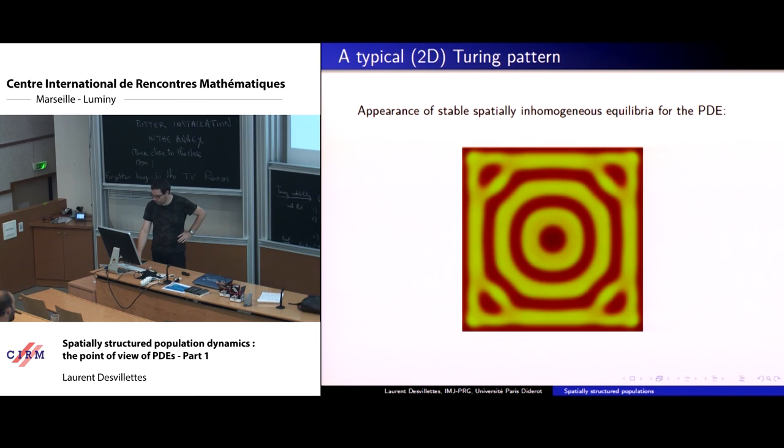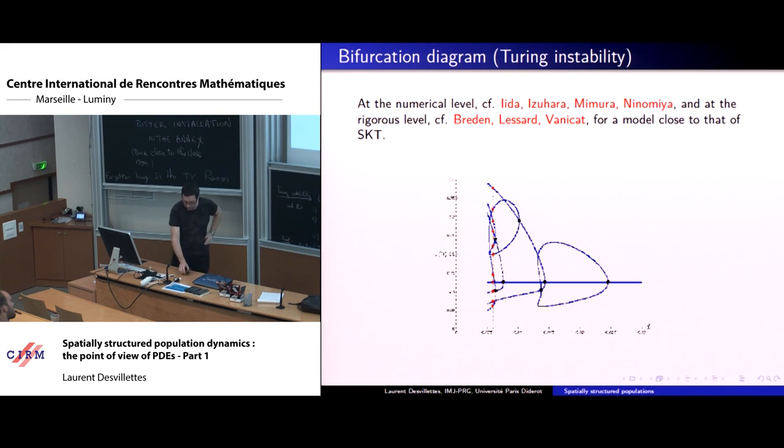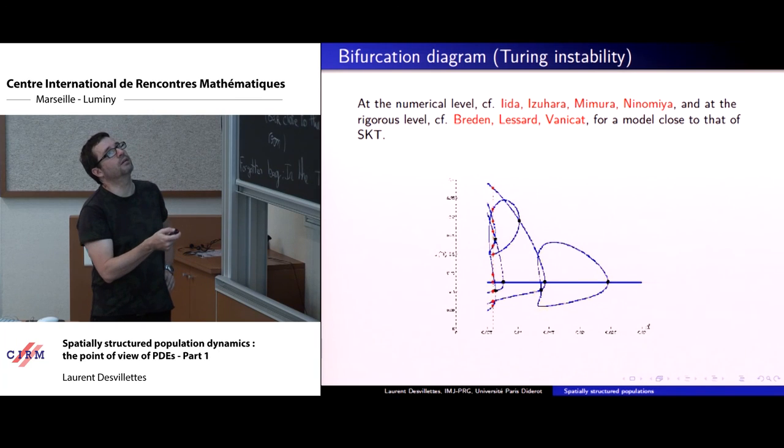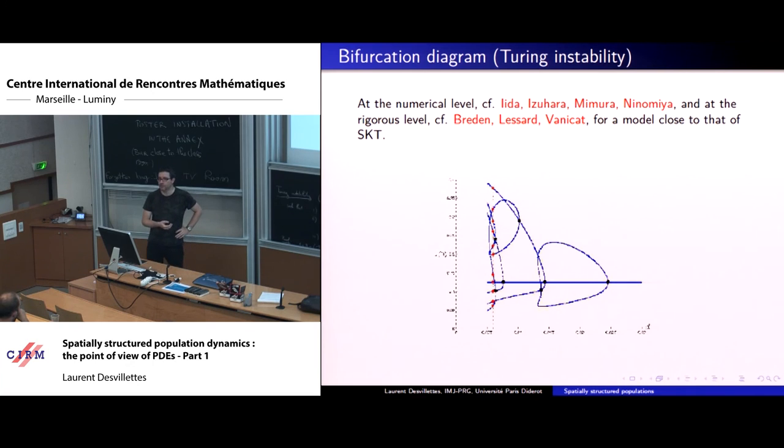So I have one more minute. So let me just finish by explaining very briefly this picture here. So this is a picture which was obtained thanks to software which computes bifurcations. And so those people here, they took the Shigesada Kawasaki Teramoto model, which I wrote in the previous slide. They considered the triangular case, and they let one of the parameters in the model move, typically one of the diffusion rates, so either D1 or D2. And they observed the following diagram.